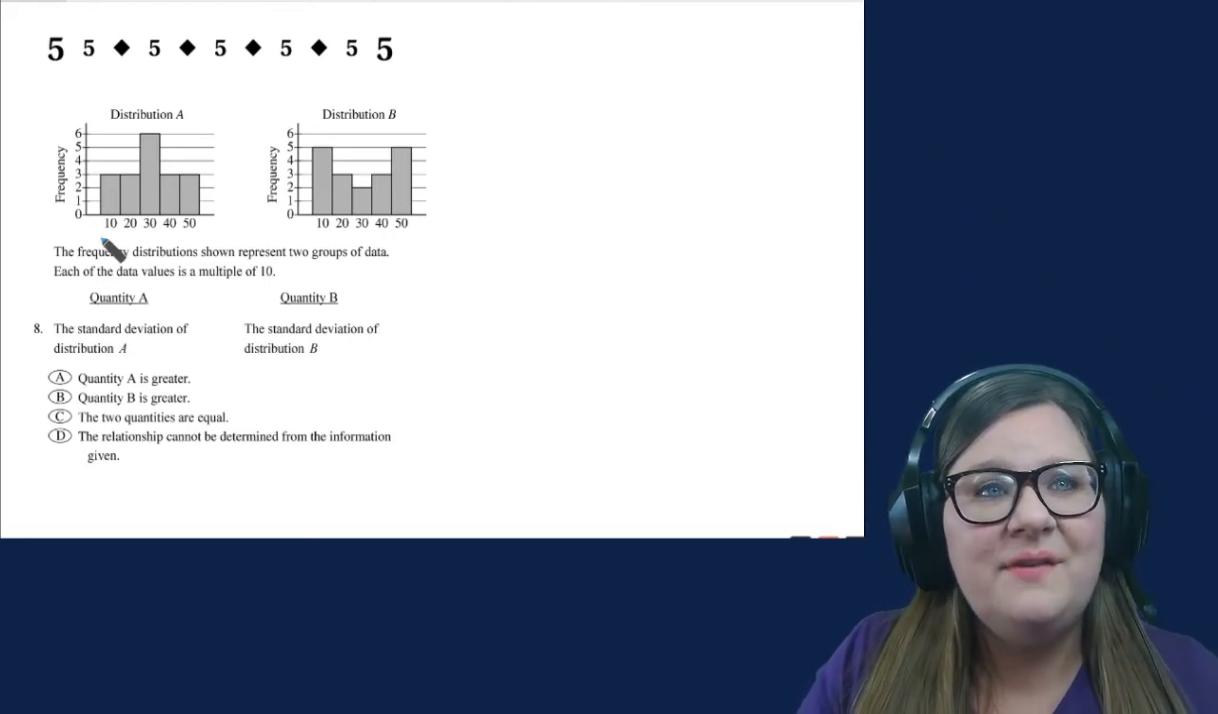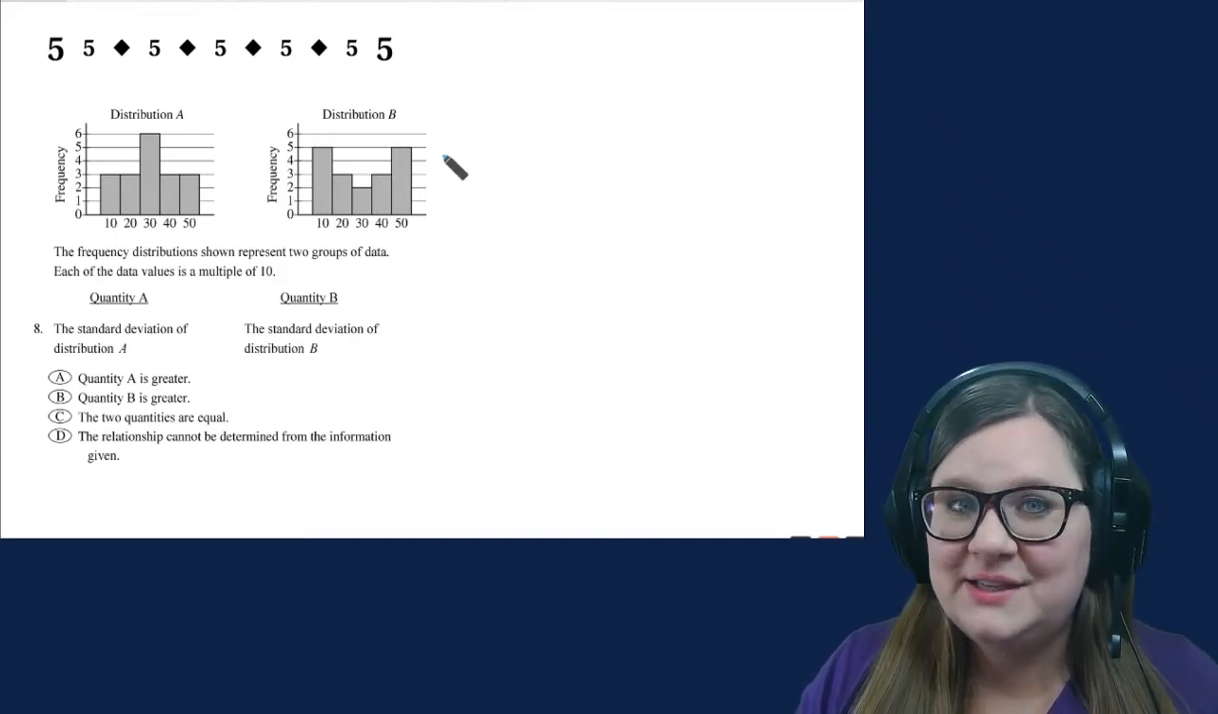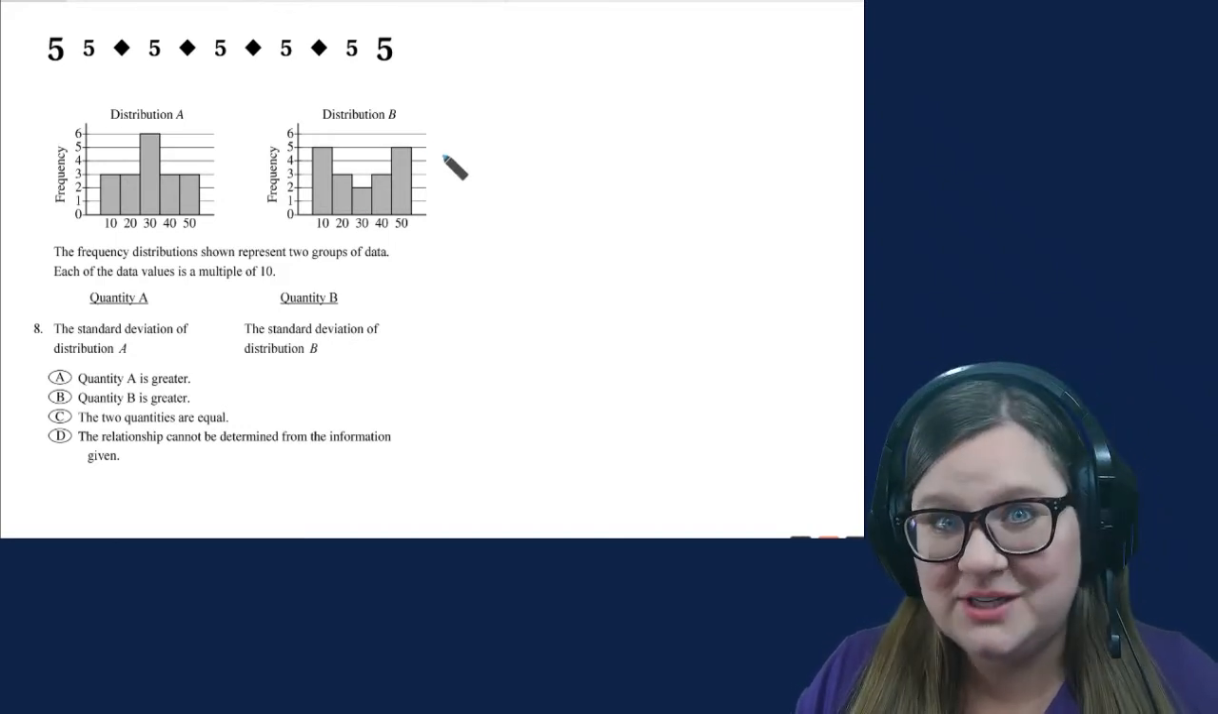So when we're looking at it, we're given a distribution A and a distribution B, and we want to compare the standard deviations of the two distributions to figure out which one is larger.